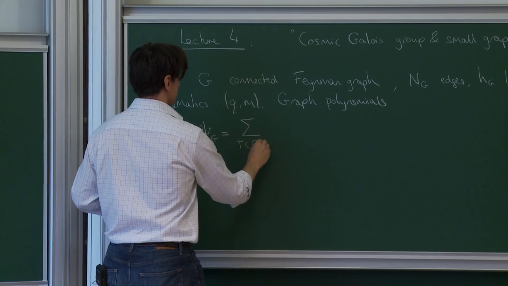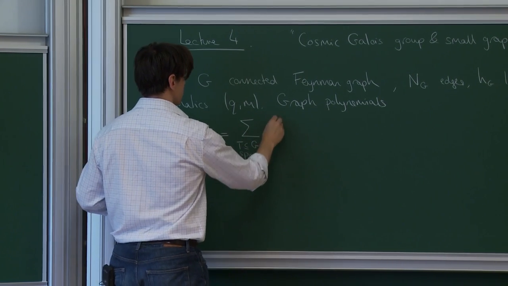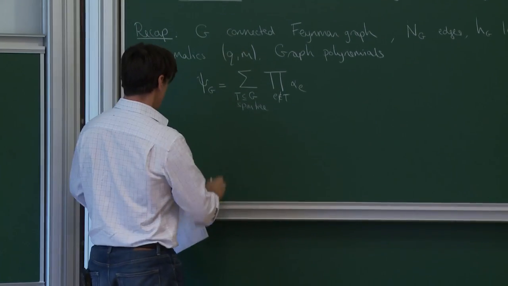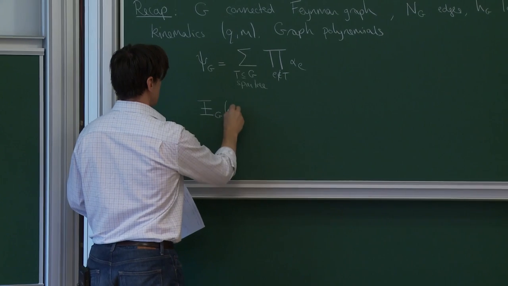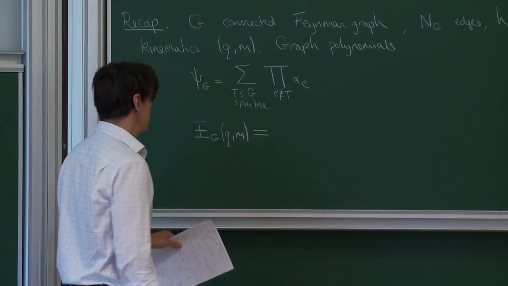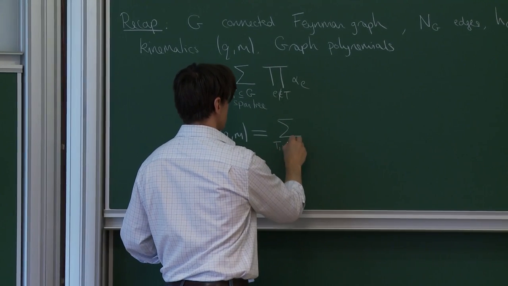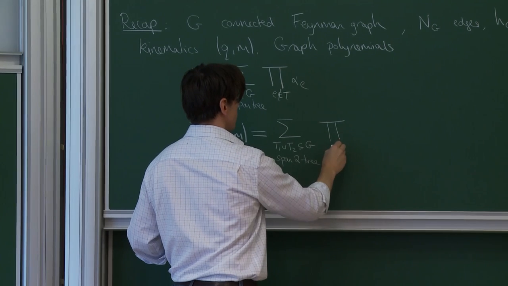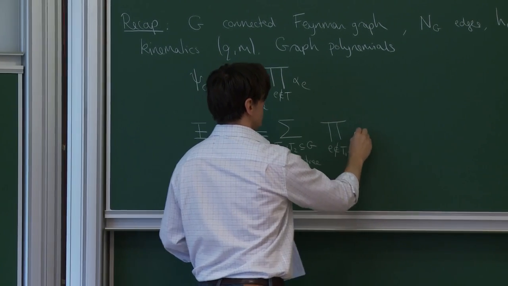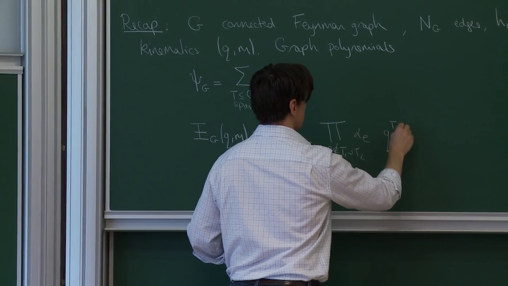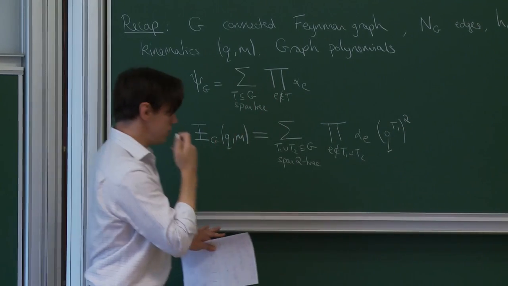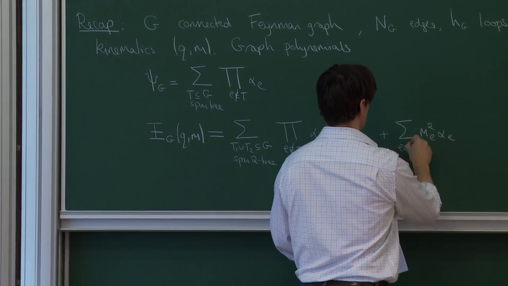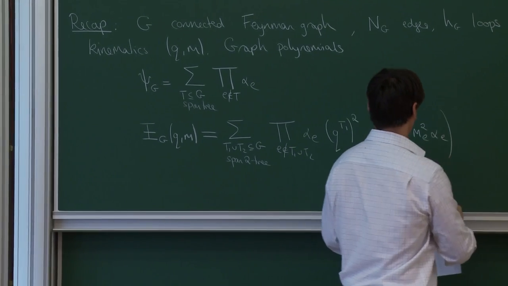which is the sum over spanning trees of the product of the Schwinger parameters not in each spanning tree. And then I'll directly define this other polynomial, which depends on Q and M. It's the sum over all spanning two-trees. We take the product of the edges not in the spanning two-tree. Then we take the total momentum through one of those trees, doesn't matter which, all squared. Then some factor that involves all the masses and psi G.